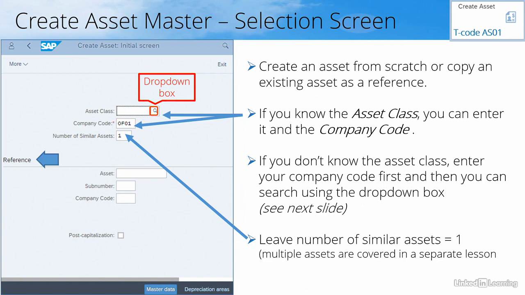If you know the asset class, you can enter it and the company code. Otherwise, enter your company code first and then you can search using the drop-down box. We'll create multiple assets later, so we'll leave the number of similar assets equal to 1.